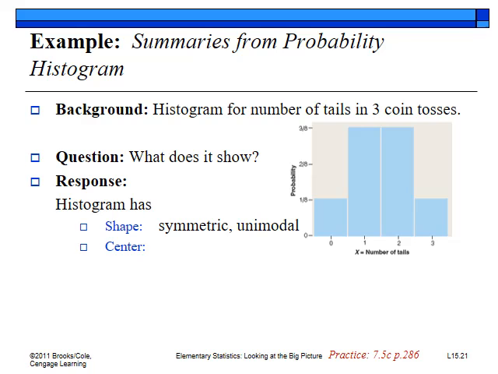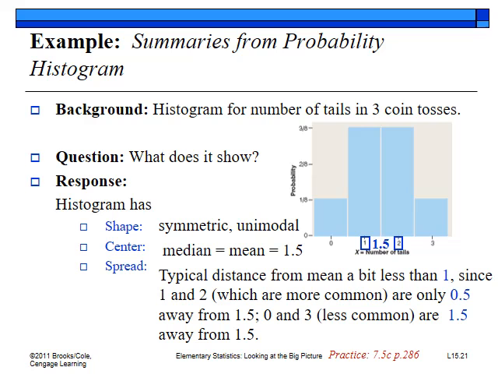The center of the diagram looks like, well, halfway between 1 and 2. So we'll say the mean and the median are both 1.5. For the spread, this is a little bit harder to give intuitively, but if we go up and down from the mean, that's 1.5.